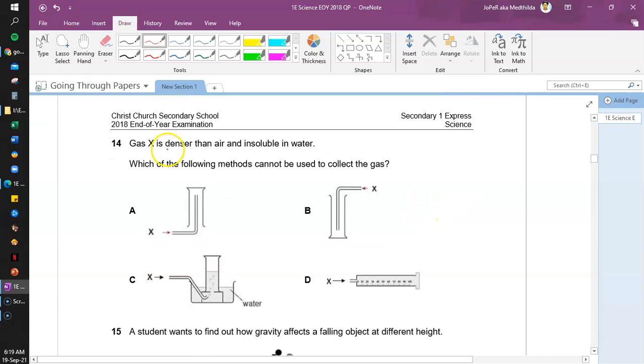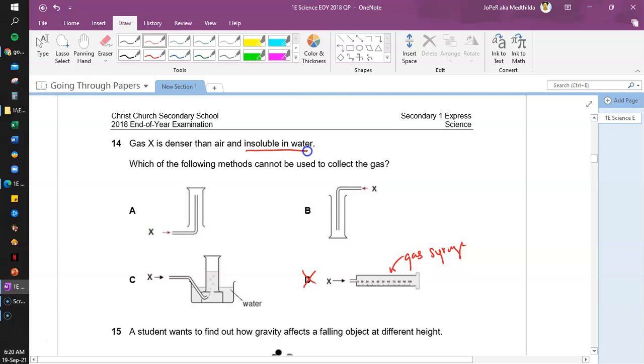Next. Gas X is denser than air and insoluble in water. Which of the following methods cannot be used? Now, the gas syringe, this is part D here, you can see it's a gas syringe. A gas syringe can be used to collect all the various gases. So therefore, D is out.